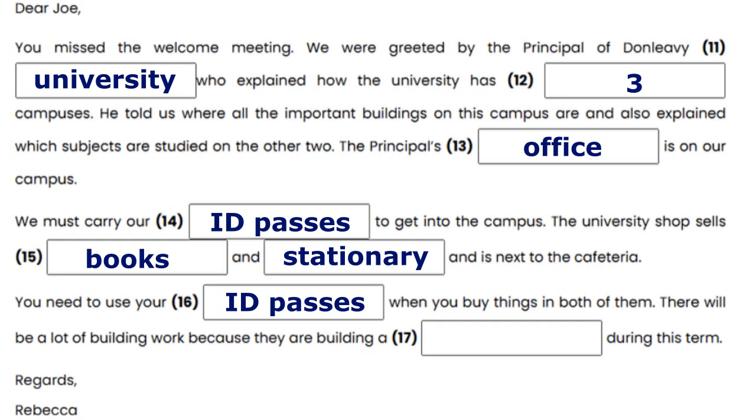So that was what. Make it a habit. Try to be 2 sentences ahead. So if you miss the first one, you don't miss the second one. It's like you have number 14 in mind, what you need to carry to get into the campus, and the other thing, what the shop sells.